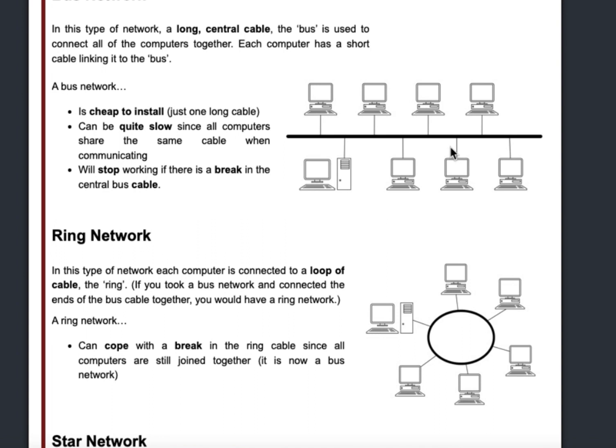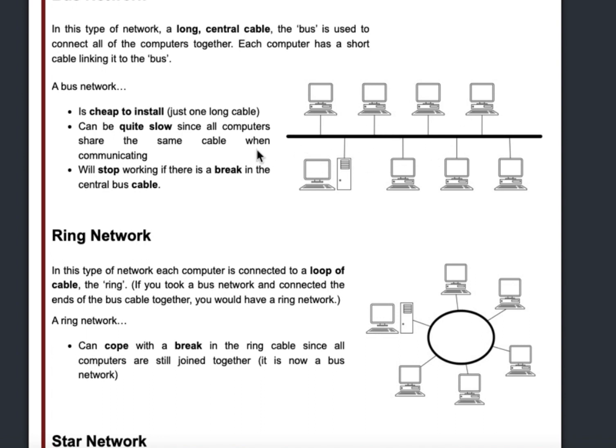And then we say we stop working if there's a break in the central cable. Let's say there's a break in the wire, maybe there are rodents in your office, the rodent cuts your wire, and then if it cuts it, the whole thing will stop working. So this is another disadvantage.